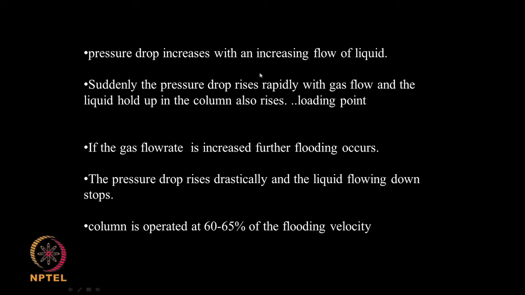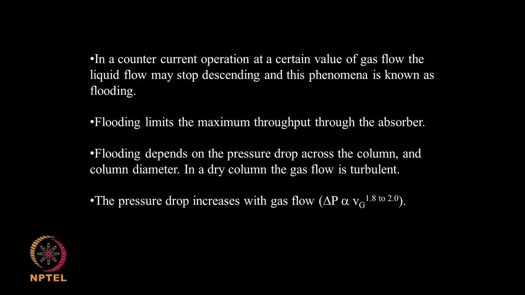So, pressure drop increases with the increasing fluid and suddenly the pressure drop rises rapidly, reaching a loading and then the flooding. The columns are generally operated at 60 to 65% of this flooding velocity. In a counter current operation at a certain value of gas flow, the liquid flow may stop descending, and that is what is called flooding. So, the flooding limits the throughput.